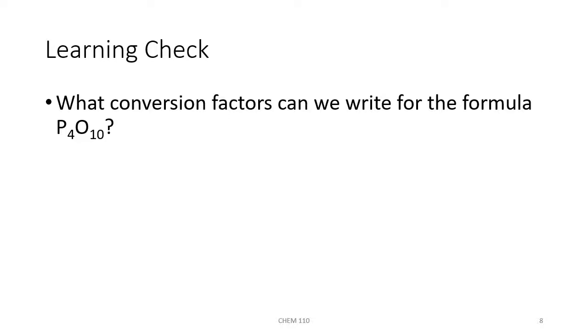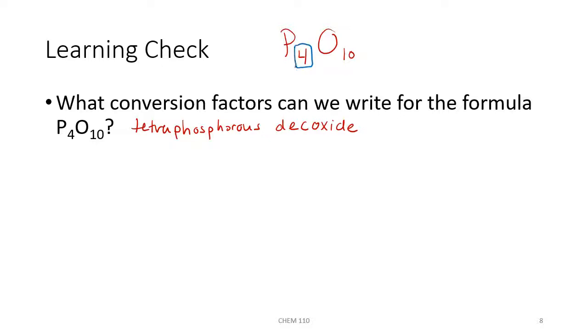If we were to name this, this would be tetraphosphorus, and then the prefix for 10 is deca, but we say decoxide. So looking at our P4O10, we can compare our subscripts to the overall compound. So for phosphorus, we have 4 phosphorus atoms, and for oxygen, we have 10 oxygen atoms.